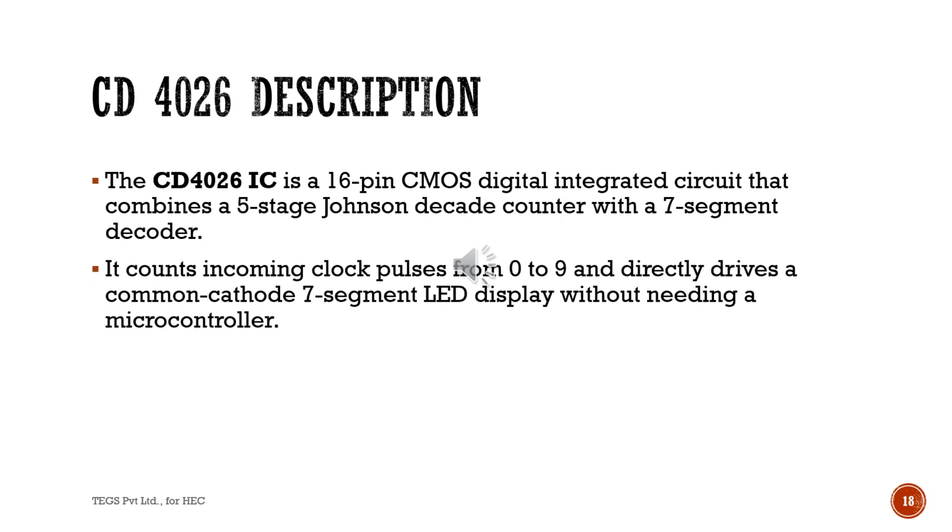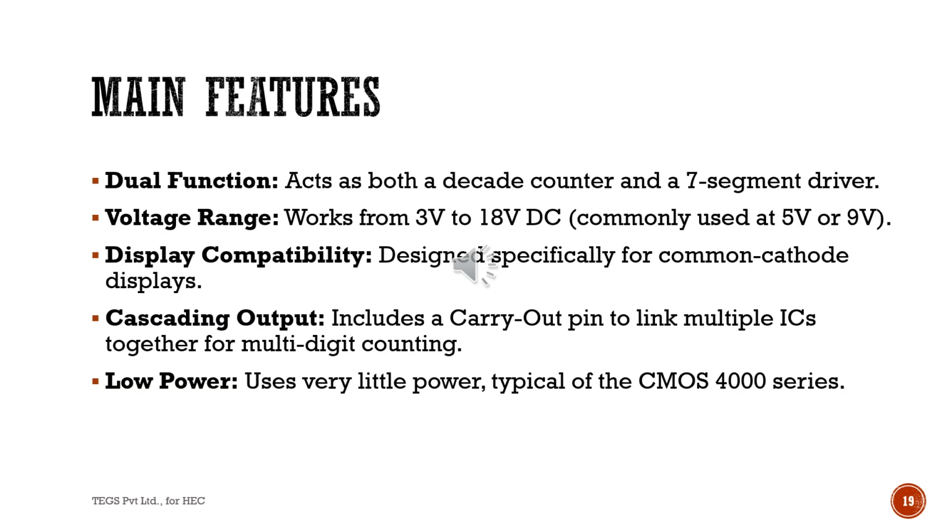CD4026 IC description. The CD4026 IC is a 16-pin CMOS digital integrated circuit that combines a 5-stage Johnson decade counter with a 7-segment decoder. It counts incoming clock pulses from 0 to 9 and directly drives a common cathode 7-segment LED display without needing a microcontroller. The main feature, dual function, acts as both decade counter and a 7-segment driver.